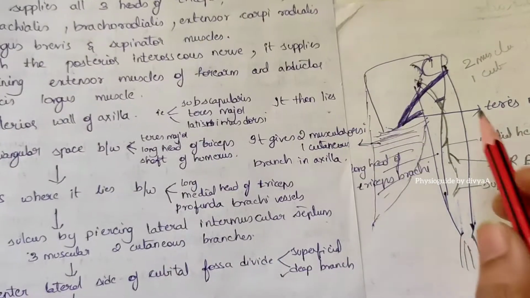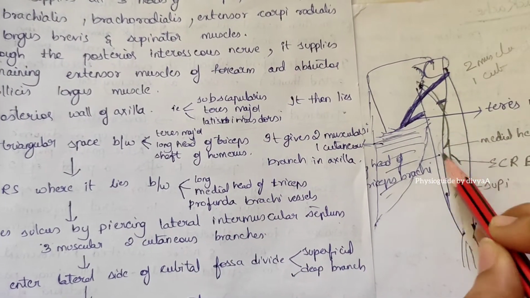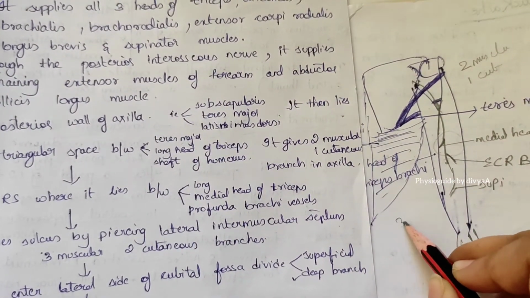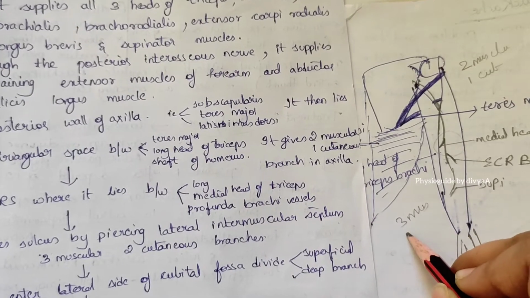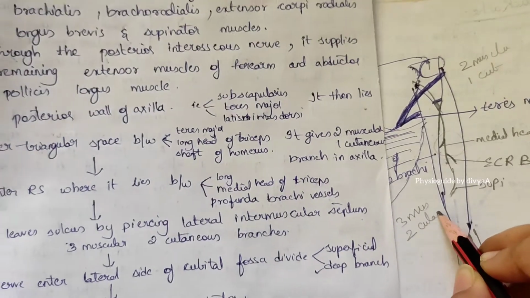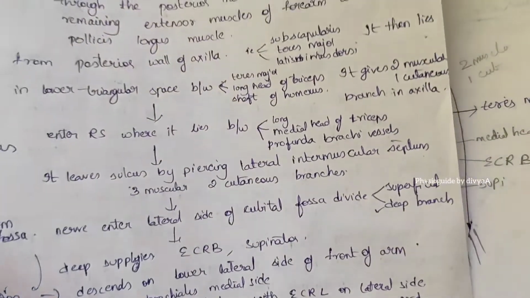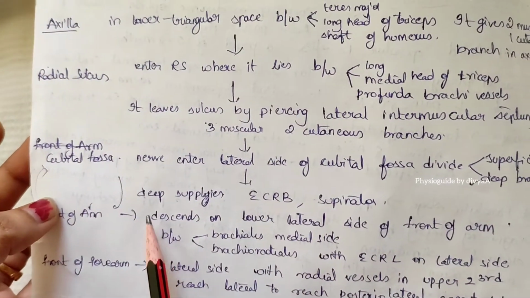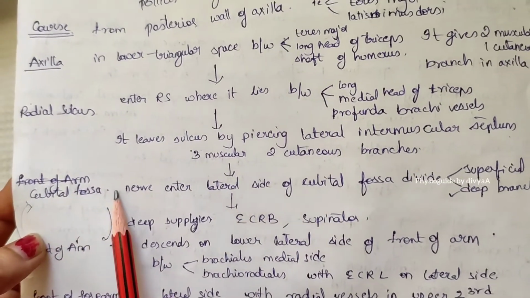So in this radial sulcus, it gives three muscular branches and two cutaneous branches. Next, the front of the arm, we'll see. After that, the cubital fossa.